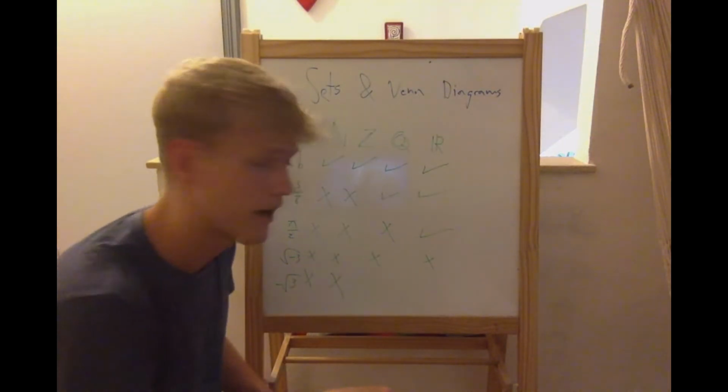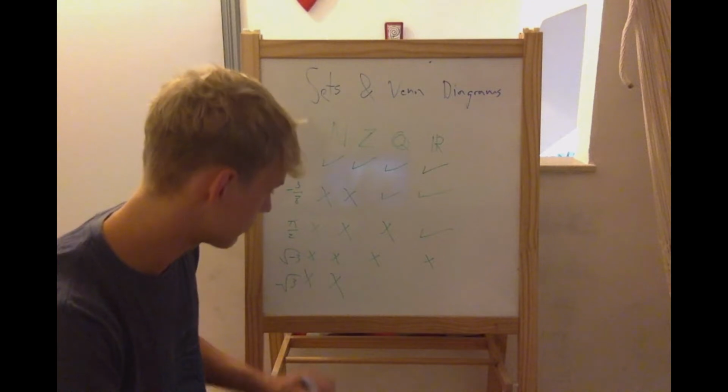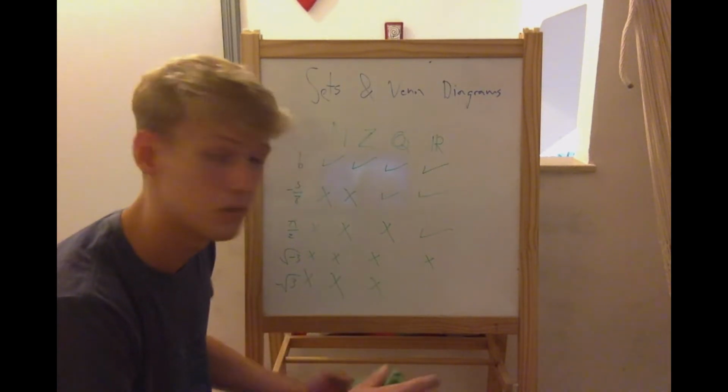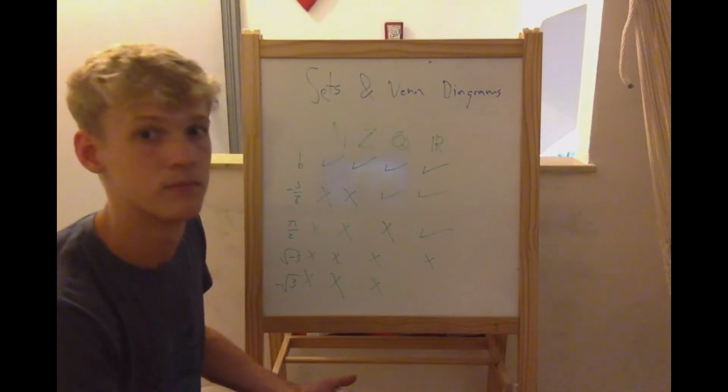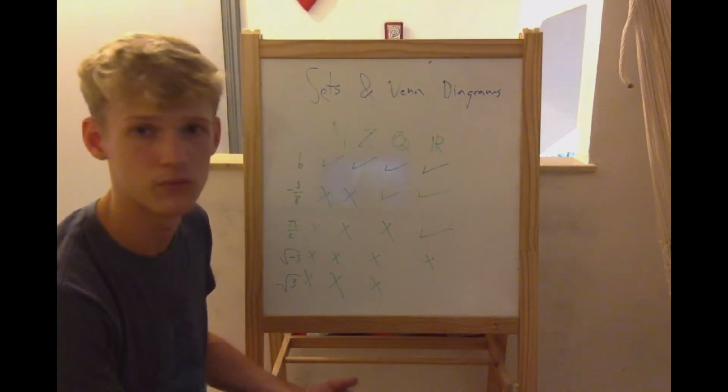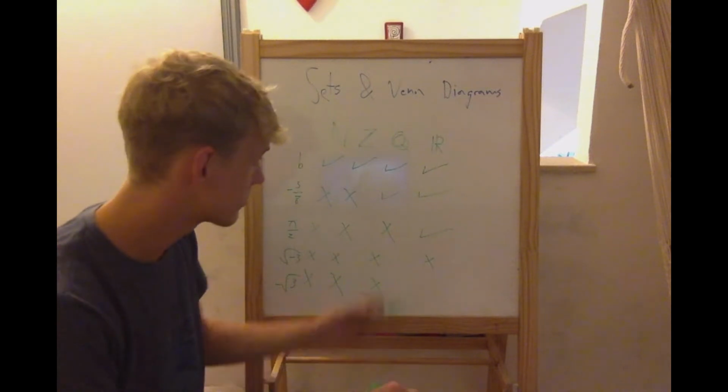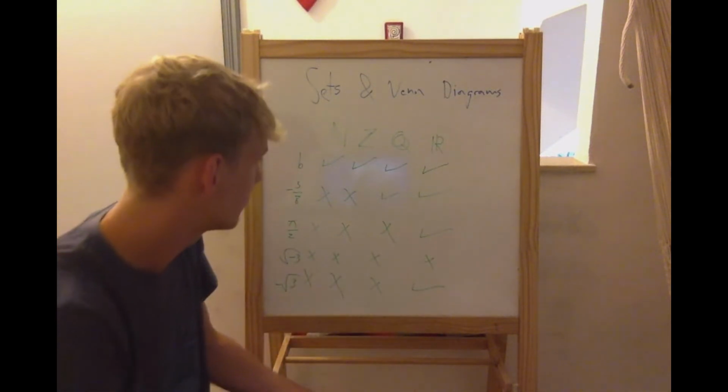Now, for rational, root 3 is not rational, so we'll put an X there. But real, is it real? Yes. You can square root a number and then put a negative sign. Negative root 4 is just negative 2. So we can put a tick there.